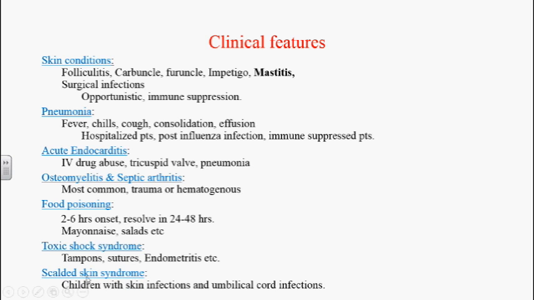Scalded skin syndrome. Scalded skin syndrome is caused mainly by the virulence factor exfoliating toxin secreted by this organism, majorly seen in children with skin infections or umbilical cord infections. In this condition we can see sudden onset of fever, and the skin desquamates, up to the stratum spinosum layer, leaving the basal layer, stratum basale. So patients with scalded skin syndrome appear as reddish glistening areas without bleeding, and it is also referred to as diaper rash.